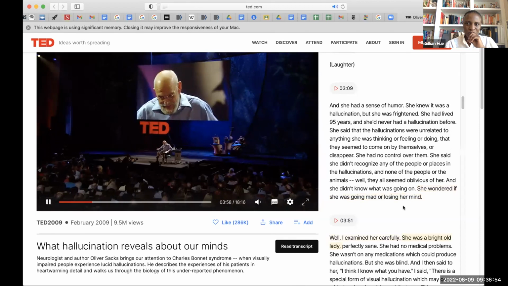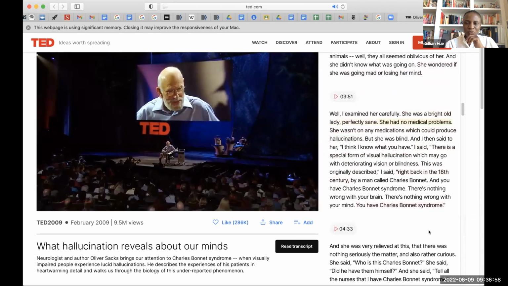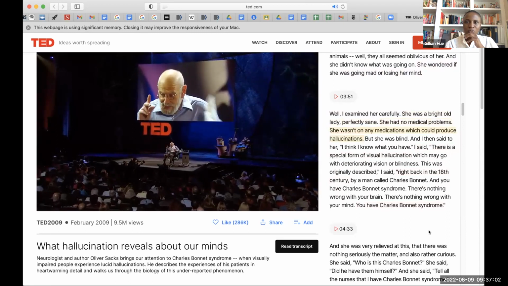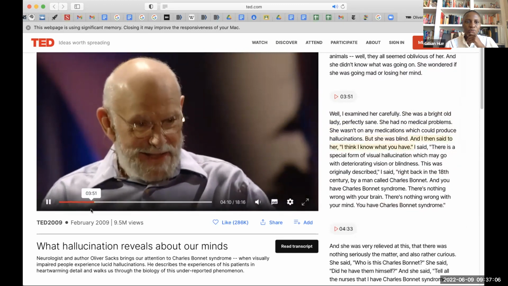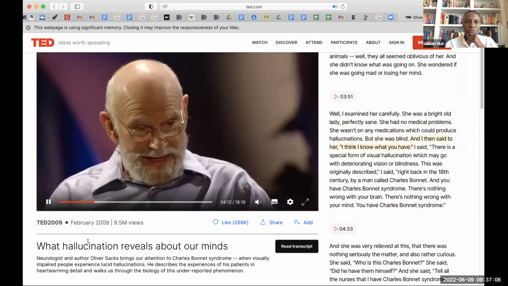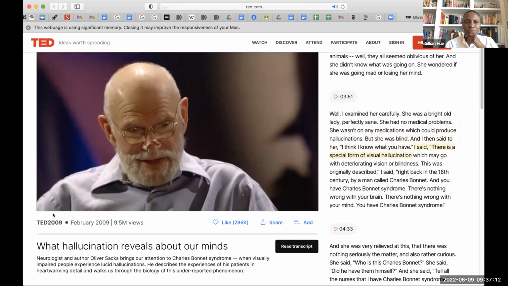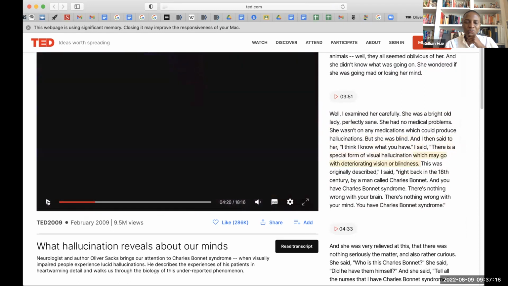Bright old lady, perfectly sane. She had no medical problems. She wasn't on any medications which could produce hallucinations, but she was blind. And I then said to her, I think I know what you have. I said, there is a special form of visual hallucination which may go with deteriorating vision or blindness.